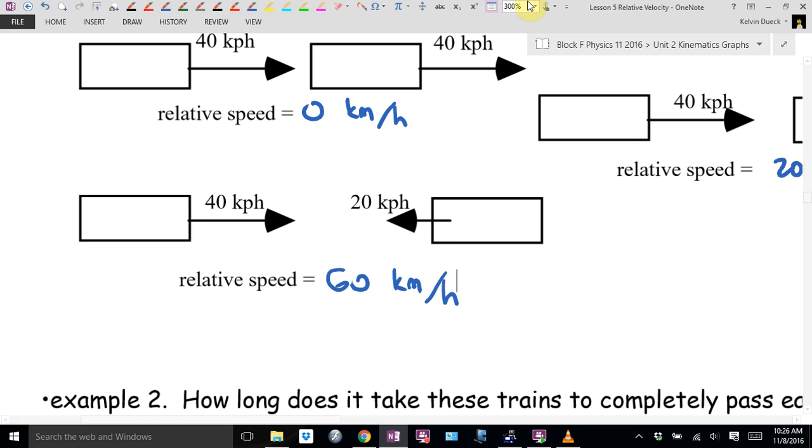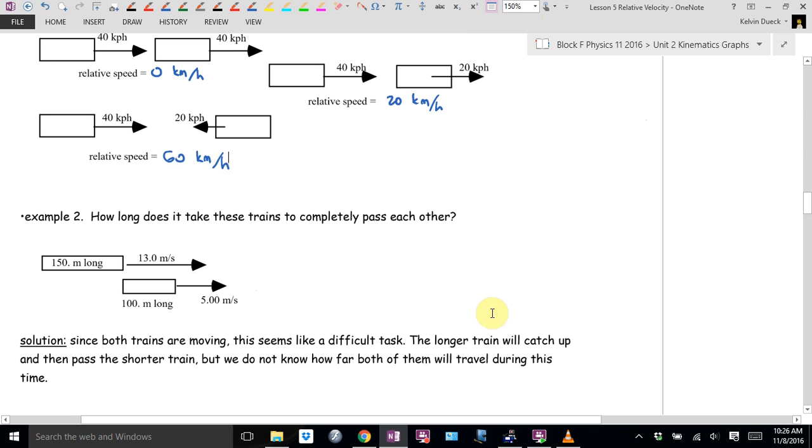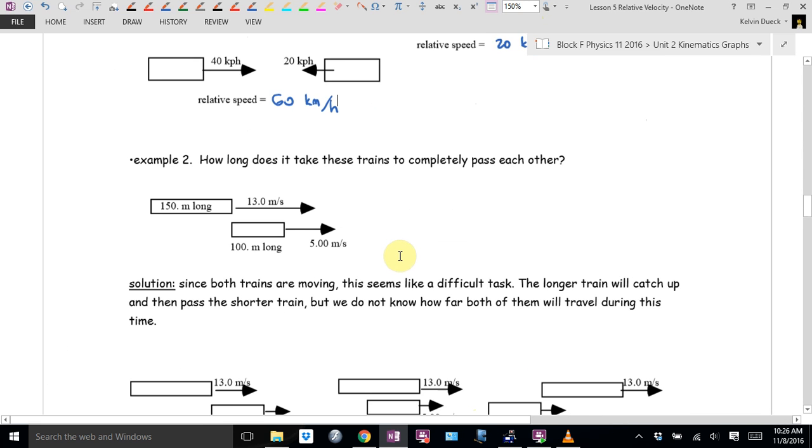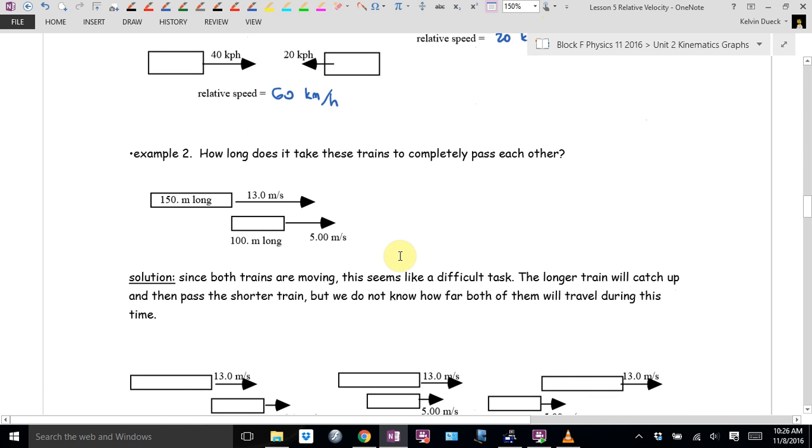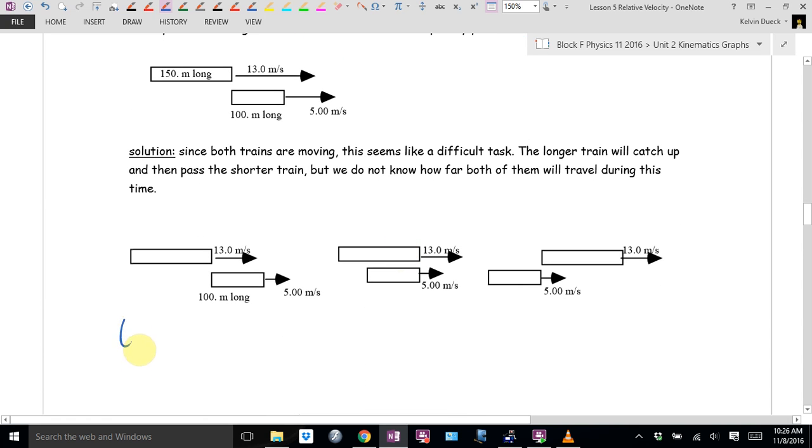So let's do a question. I like example 2. Example 2 is a nice question. It says this. How long does it take these trains to completely pass each other? What's this question asking me to find when it says how long? Distance or time? I think this one's time. Okay? So down here, let's write down t equals question mark.